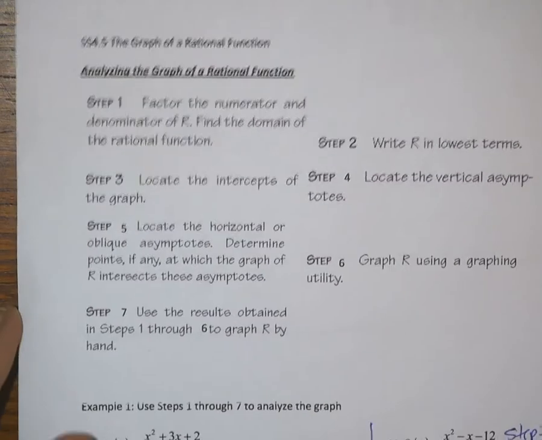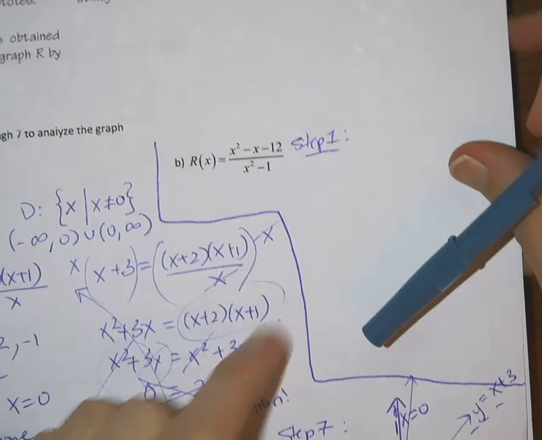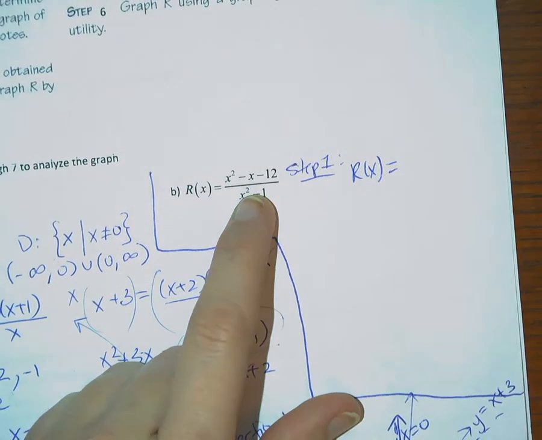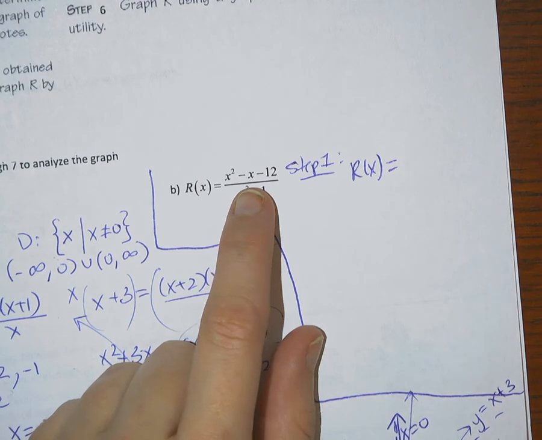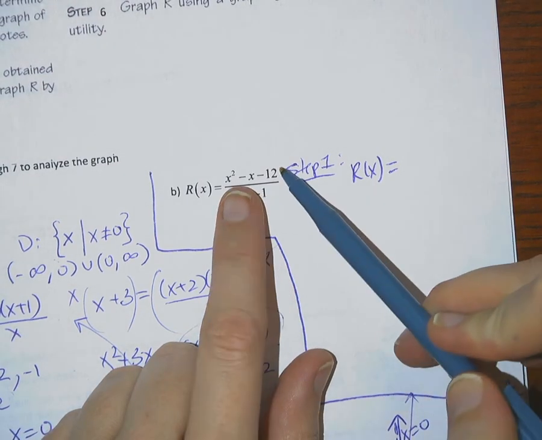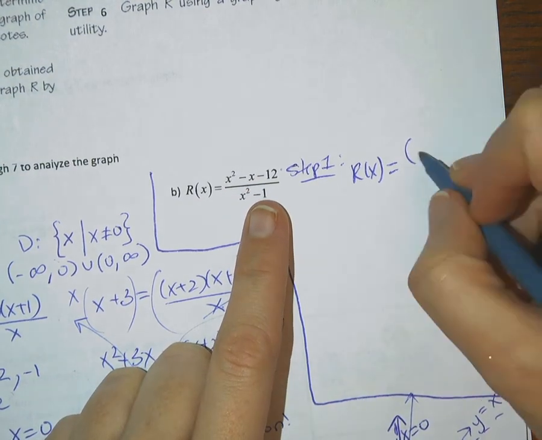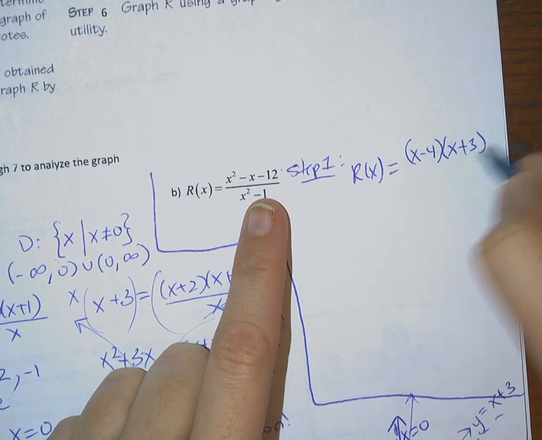If we look up at step 1, we see that we need to factor the numerator and denominator of r. Let's look at our numerator first. Our numerator, x squared minus x minus 12: negative 4 and positive 3 multiply to give me negative 12, and add to give me negative 1. So I would factor this into x minus 4 and x plus 3.